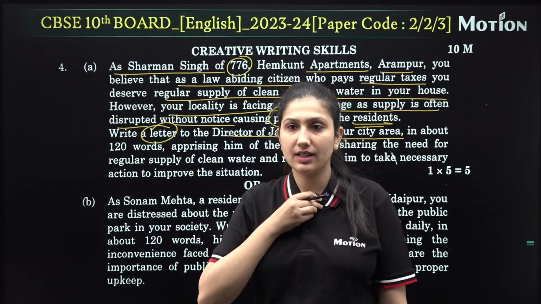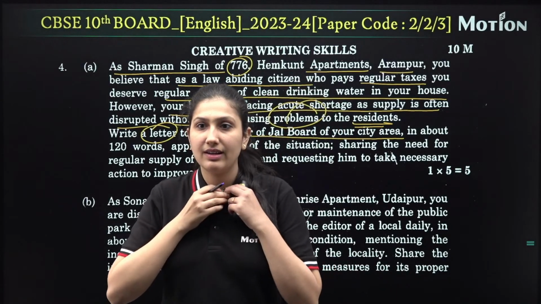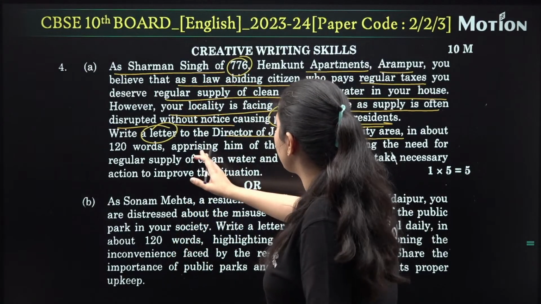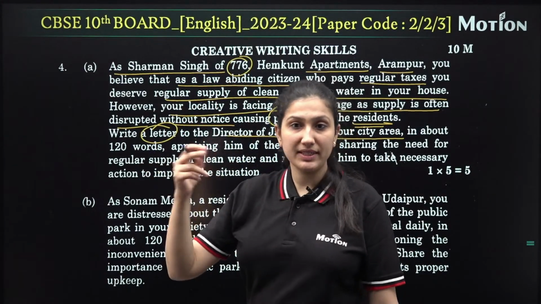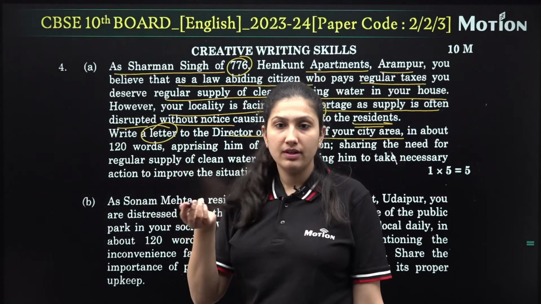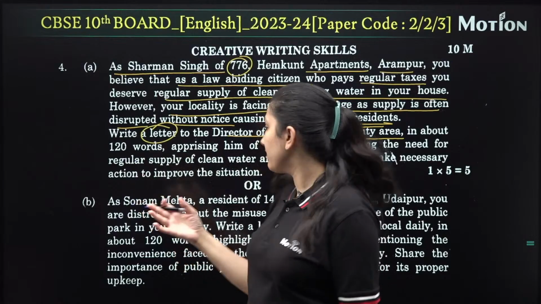Yeah, so this you must have written with the format. First of all, your address, whatever your address is. Then after one line gap, you must have written the date. Then you're writing to the director of Jal Board, then the subject, and then you must have written it.